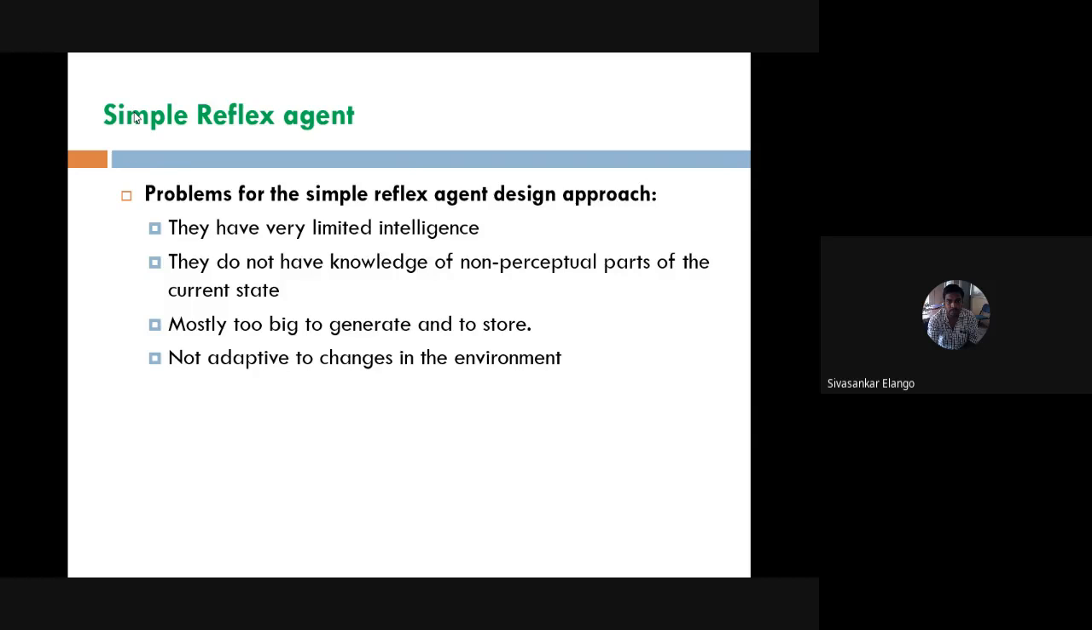Since you need to give complete access to the environment at each and every time, it's very difficult to generate simple reflex agents and to store them, and they are not adaptive to changes in the environment, right? So simple reflex agents are not adaptive whenever the environment changes. They do not have a state element or memory to store the percept sequence and the actions that are being carried out. So whenever a new perception occurs, they find it difficult to work it out.